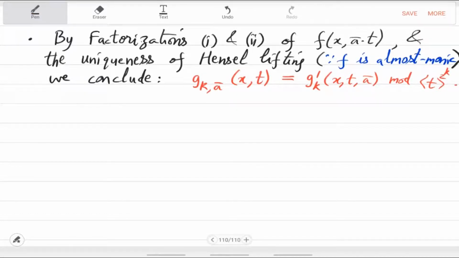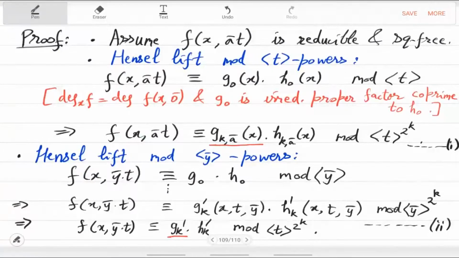Okay, that is the relationship. So, this is the crux of the proof. This is what you should understand and remember, that we factorized one with a bar fixed mod t raised to 2 raised to k, and the other with, instead of a bar, the functional version, which is y bar mod t raised to 2 raised to k. We got two, this fixed and the functional type of factorization, and then by uniqueness of Hensel-lifting factorization for monic factors, we deduce that they are equal for y bar equal to a bar.